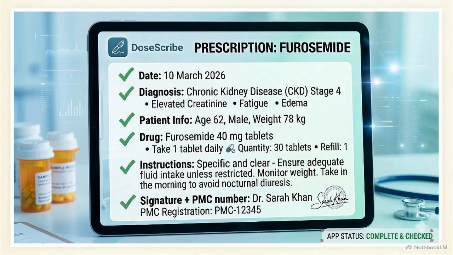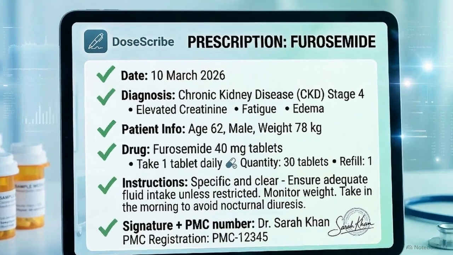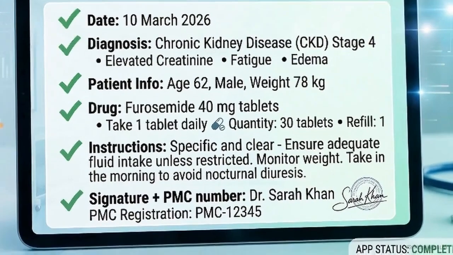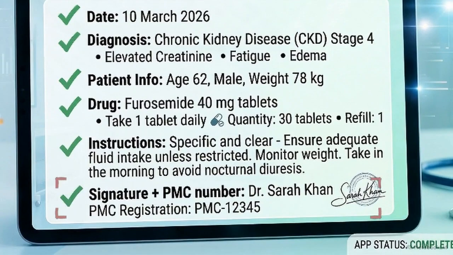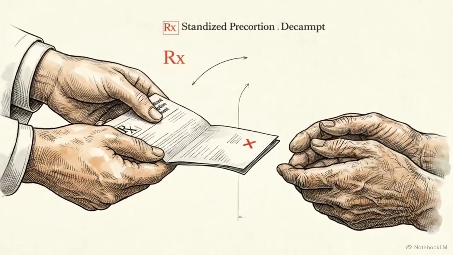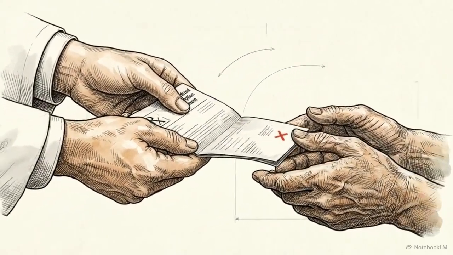This tablet screen shows a flawless example of a complete prescription. In the upper half, we verify the date, diagnosis, patient info, and precise drug dosage. Scanning the lower half, instructions are unambiguous, and the document is finalized with a registered signature and PMC number. Executing this uncompromising standard on every single prescription is your ultimate legal requirement and your ethical responsibility.